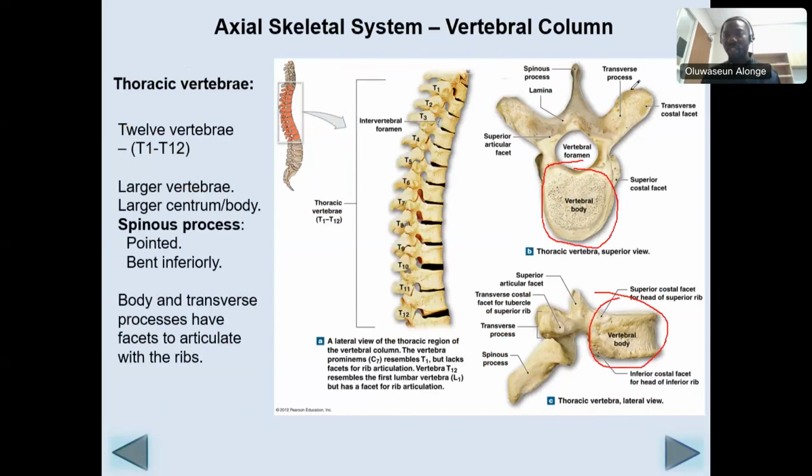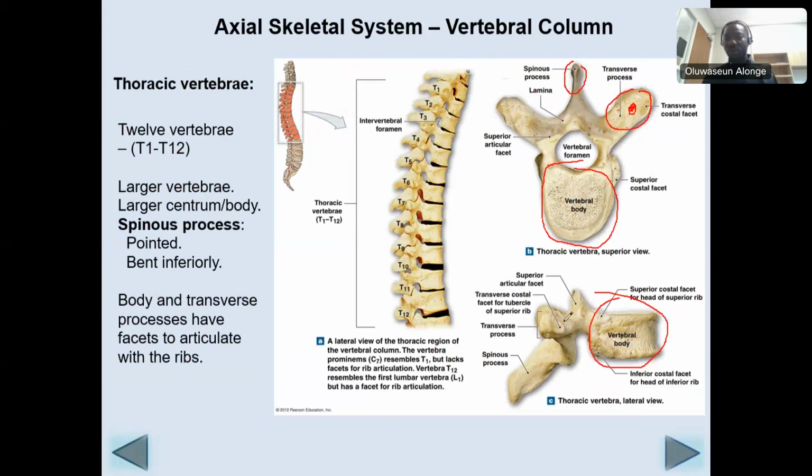Now look at the transverse process. Again, the transverse process here does not have transverse foramen. And this is the spinous process here. It is not a bifid spinous process. Sometimes when you see C7, C7 may not have the bifid, so you want to take note of that. But all cervical have the transverse foramen, but thoracic does not have transverse foramen.